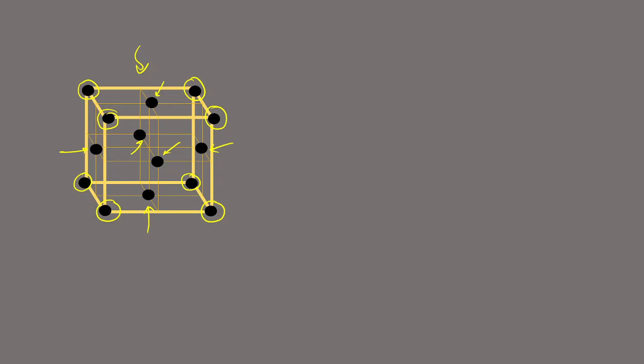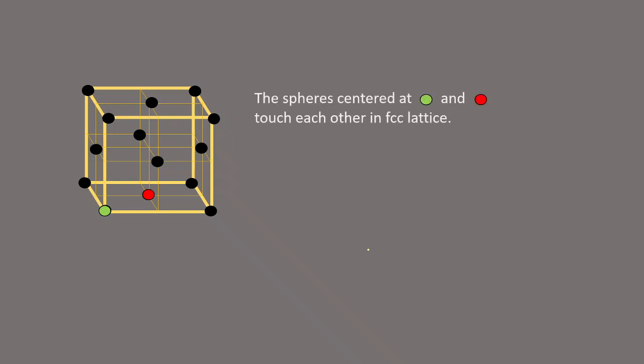This unit cell is of an FCC lattice, and most of us know that the spheres centered at the green dot and the red dot touch each other. And there is an interesting question: whether the spheres centered at the red dot and the blue dot touch each other or not.